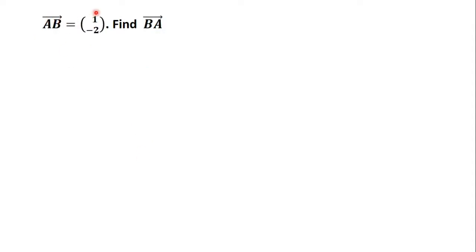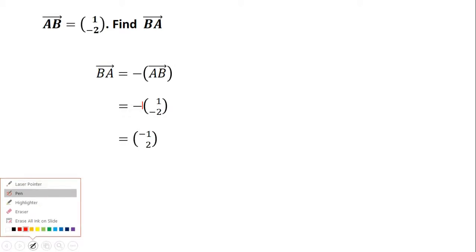If AB is equal to 1, minus 2, what is BA? We know that BA is equal to minus AB, and this will give us minus of 1, minus 2. So we negate the x component. It's positive here, so if you negate it, you are going to have minus 1. Then minus of minus 2, which will give us 2. So it's like we have minus 1 here, and we are using that minus 1 to multiply the x component, and we are using the same minus 1 to multiply the y component. So this will give us minus 1 times 1, which is minus 1, minus 1 times minus 2, which is plus 2.